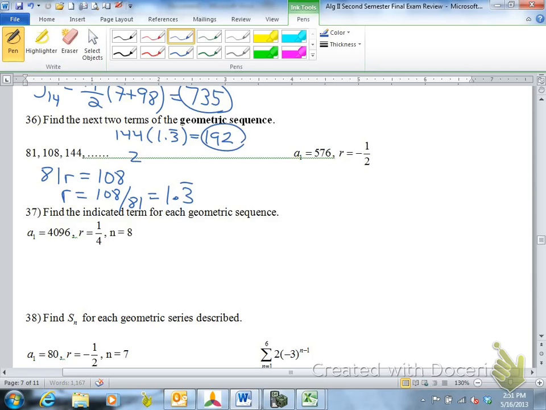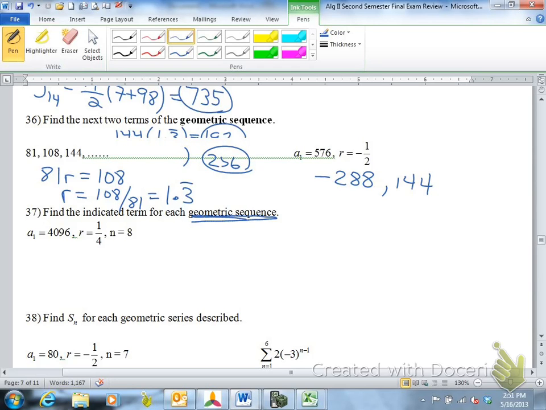And then when you do 192 times 1.3 repeating, you would get, I think, 256. So those are the next 2 terms. The next 2 terms with this, multiplying by -1/2, you would multiply by -1/2. You can do that on your calculator. You don't really need a formula at all. -288 and positive 144. Find the indicated term for the geometric sequence.